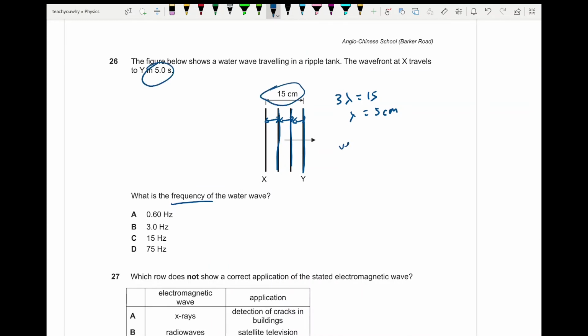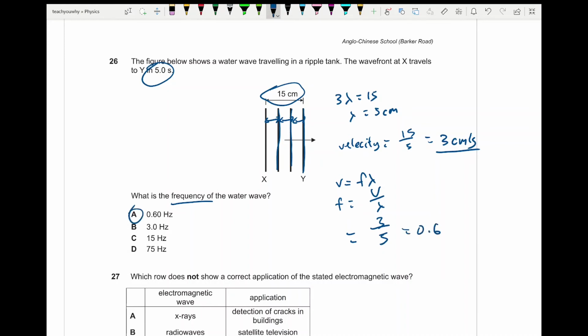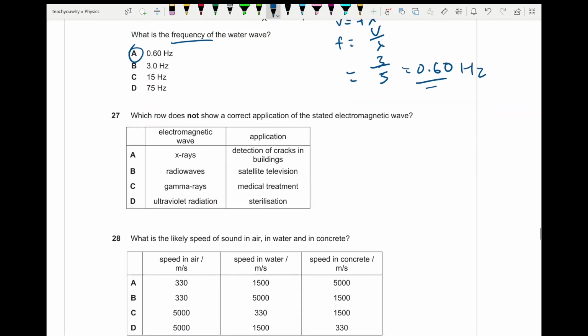So the velocity of the wave is equal to 15 over 5, which equals 3 cm per second. Okay, so v equals f lambda. So f is equal to v over lambda, which equals 3 over 5. Therefore, we get 0.60. Alright, moving on. Set 27.